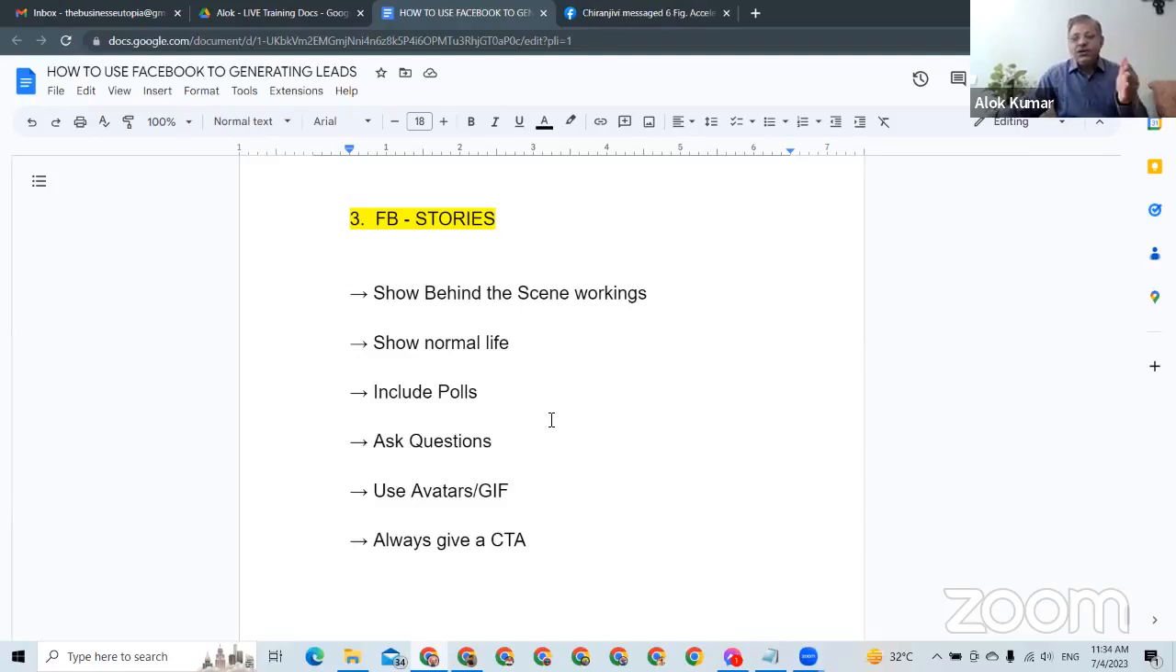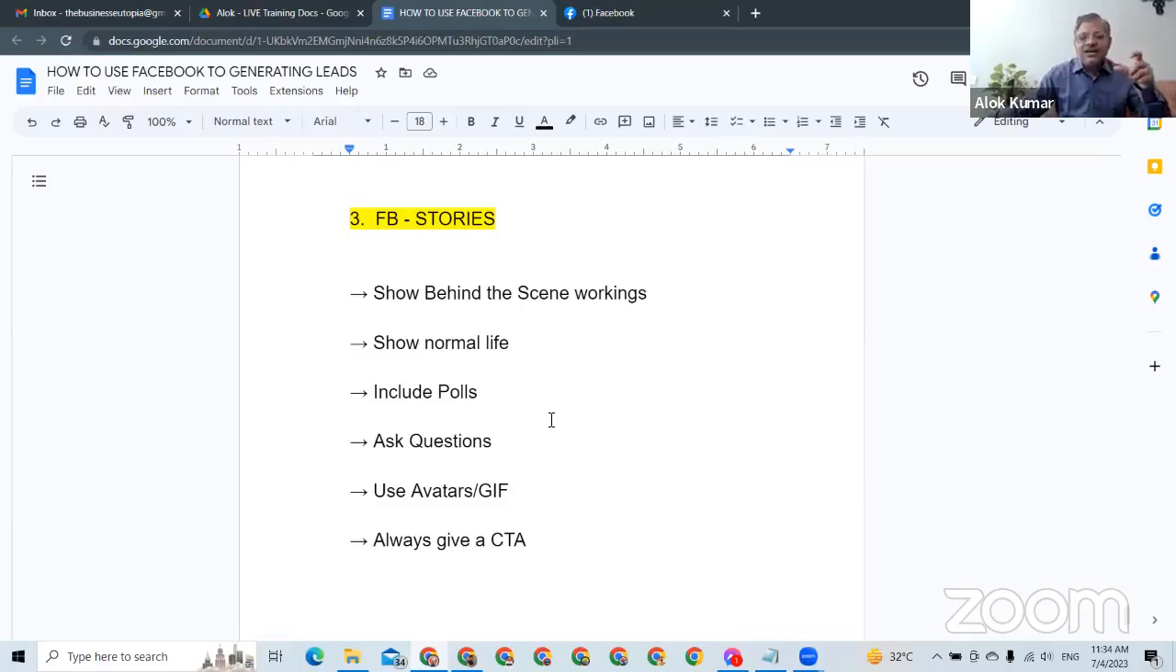So once the content is posted, you can put a CTA saying that if you want to be a part of this training, join my Facebook group, or give me a thumbs up, or send me a message or DM me, whatever you want, you can just give them a CTA. So this is the third duck.